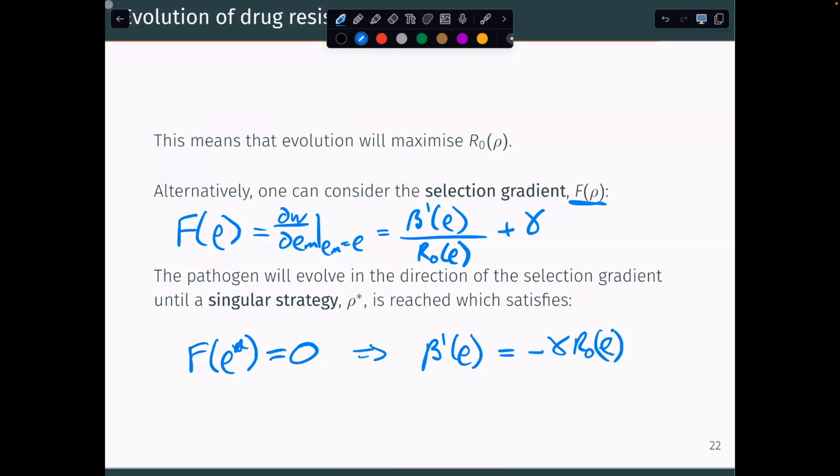We have an equation that must be satisfied, so this should be rho star. It's telling you something about the balance that is occurring: the effects of increasing rho on decreasing our transmission rate must be offset by something to do with how much drug is being used, gamma, times the change in our R0 as a result of changing rho.